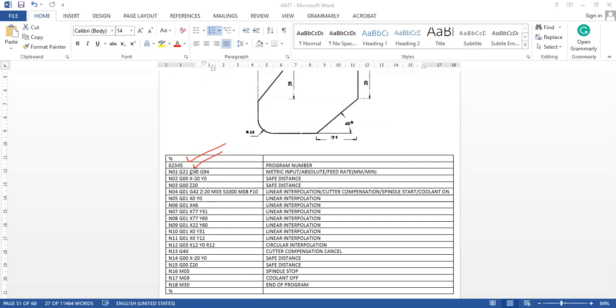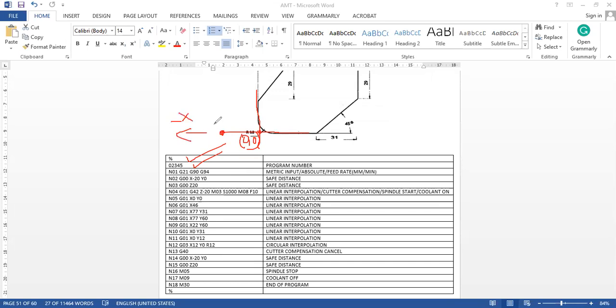Then next block N01, G21, G90, G94. That means metric, absolute positioning, and feed rate in millimeter per minute. Then G00, X minus 20, Y0. That means this is the origin. This is my 00. And X minus 20 means, so this is negative X.